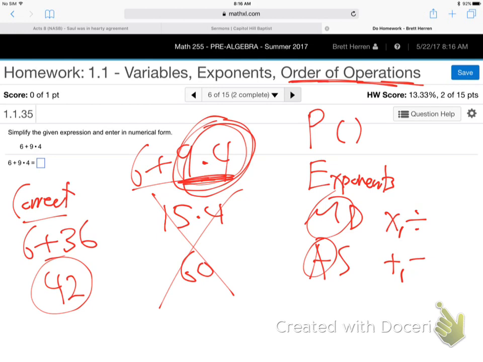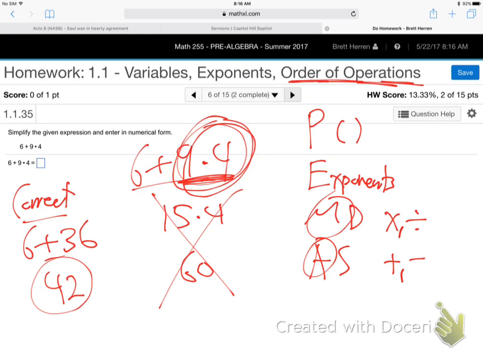As far as the PEMDAS and remembering that all perfectly, really you don't have to. It's kind of funny, I'm a math teacher saying don't remember the rules. But really, the main thing to remember that will really help you is just remember adding, subtracting is last. That's the only thing that usually fools people. The rest of it pretty much comes natural, as I've seen over the years.